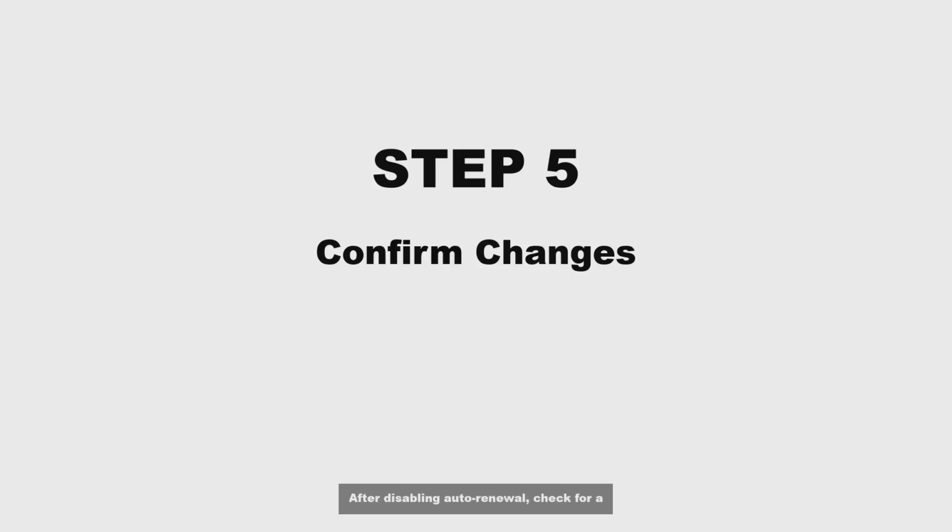Step 5. Confirm changes. After disabling auto-renewal, check for a confirmation message or email from ProtonMail. This will ensure that your changes have been successfully applied and that you will not be charged for the next billing cycle. By following these steps, you can effectively stop the auto-renewal of your ProtonMail subscription. If you have any further questions, consider reaching out to ProtonMail support for assistance.